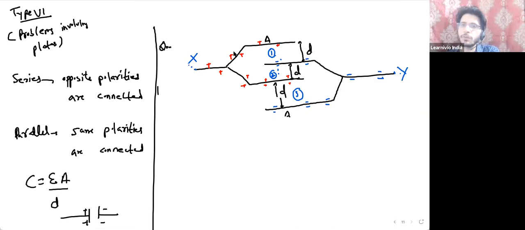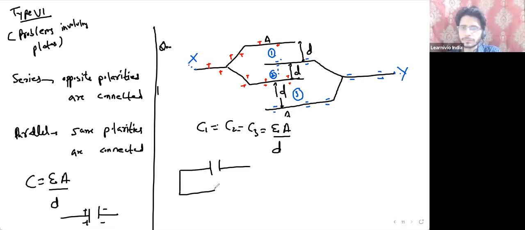So all positives are at one place and all negatives are at one place. So how are they connected? Parallel. Plates of the same polarity are connected. So we have 3 capacitors in parallel. Now you are supposed to calculate the capacitance of each. C1, C2, C3 is epsilon naught A by D. This is basically the parallel combination.